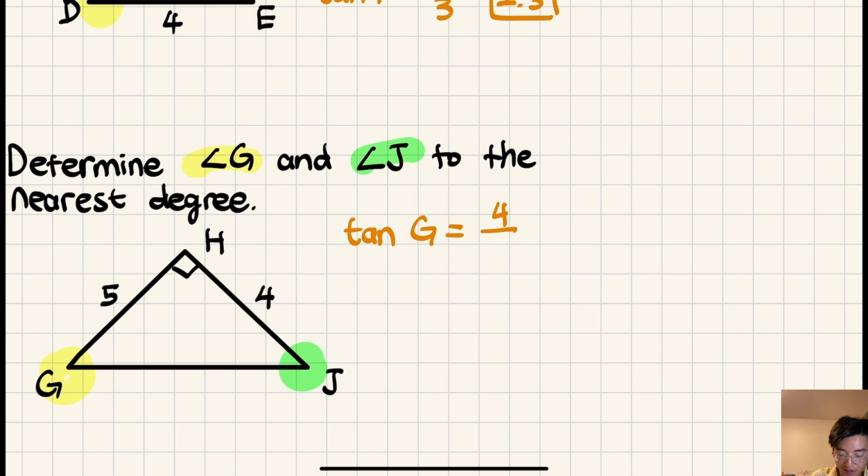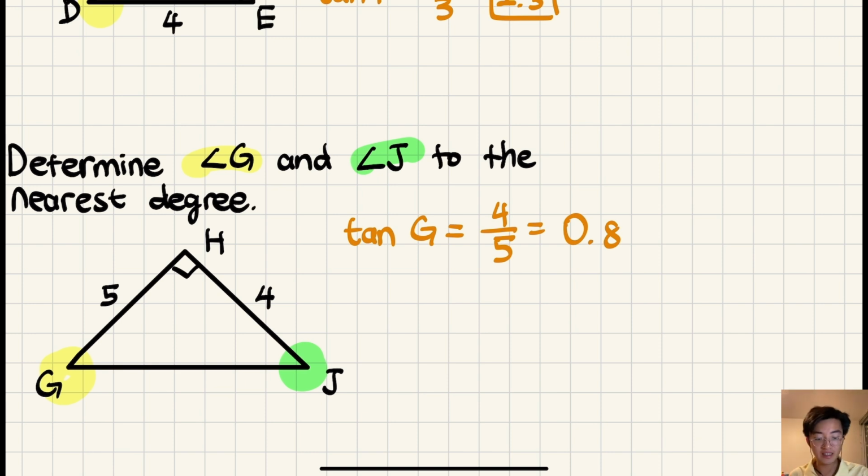So the tangent of g is 4 over 5. Right? So again, this gives us 0.8. But we're not done yet here. 0.8 is just a ratio. It is not an angle. A common mistake I see is that on the answer or on a test, you have 0.8 degrees. But you're not done yet. So this is a ratio.